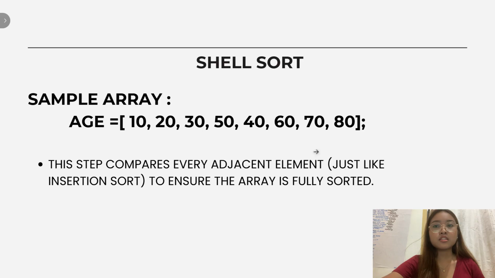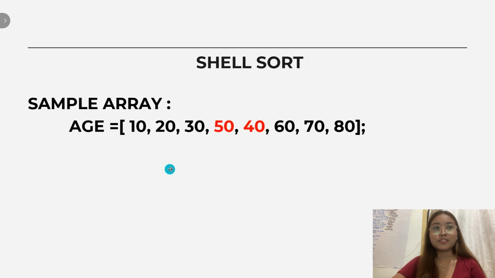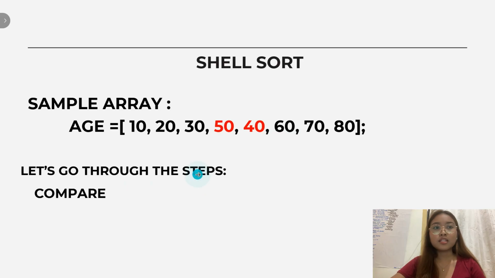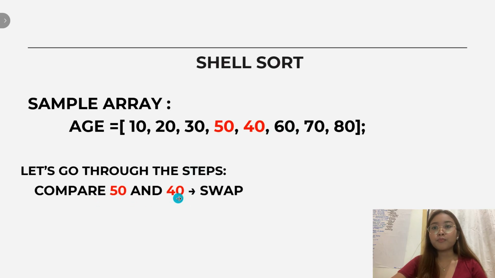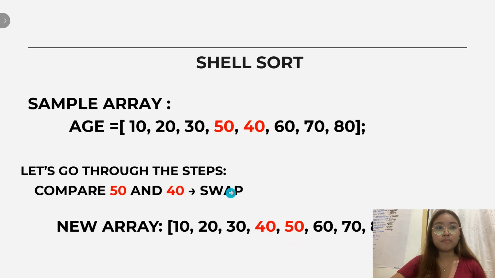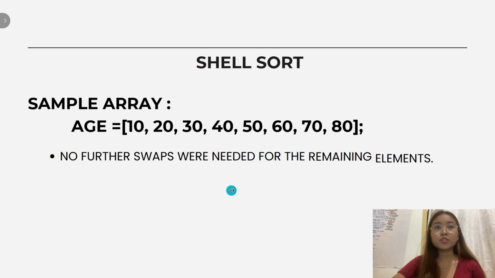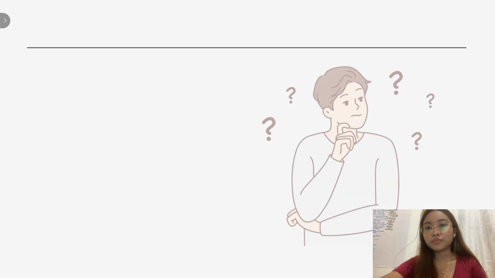For the final insertion sort, we now use a gap of 1, which is a regular insertion sort. Since the array is nearly sorted, only one small fix is needed. This step compares every adjacent element, just like insertion sort, to ensure the array is finally sorted. Let's go through the steps. Let's compare 50 and 40, and after we compare them, we swap them. It spots that 50 and 40 are out of order, so it swaps them. The rest are already in the correct place. No further swaps were needed for the remaining elements. So that is our final sorted output.